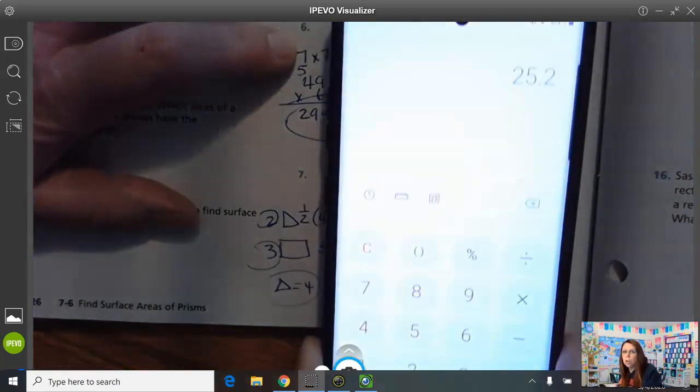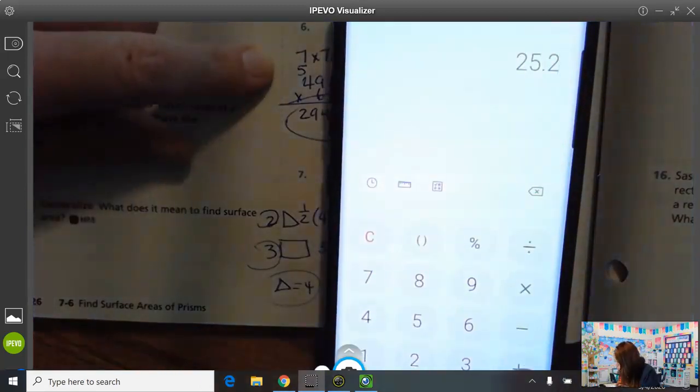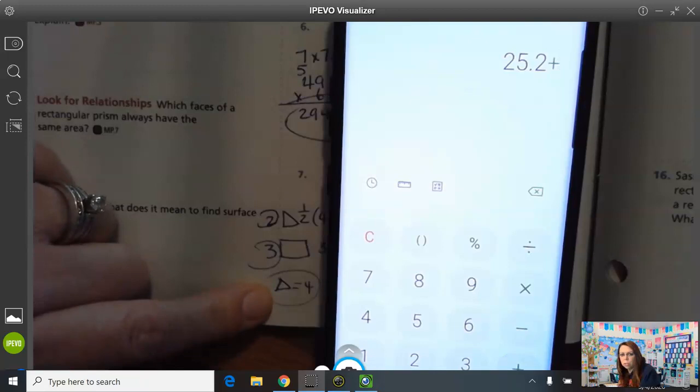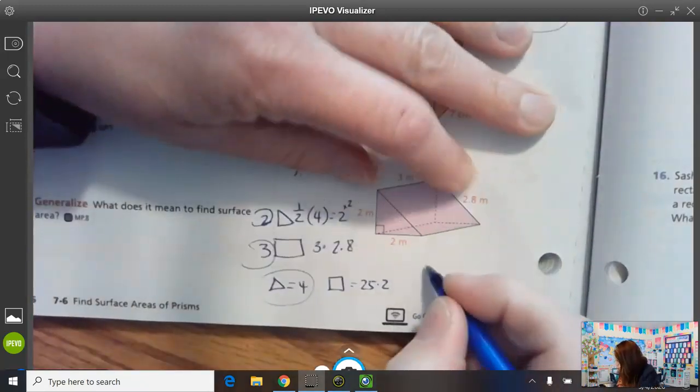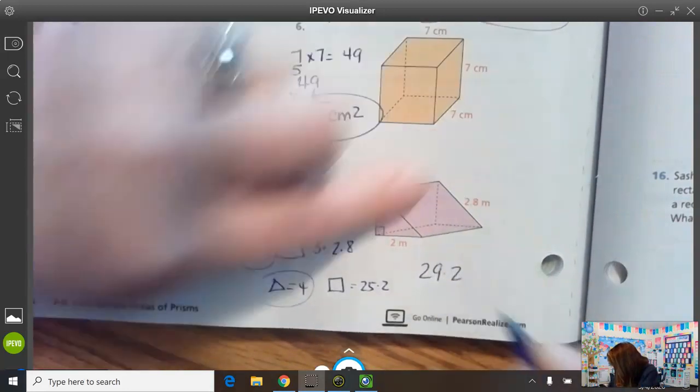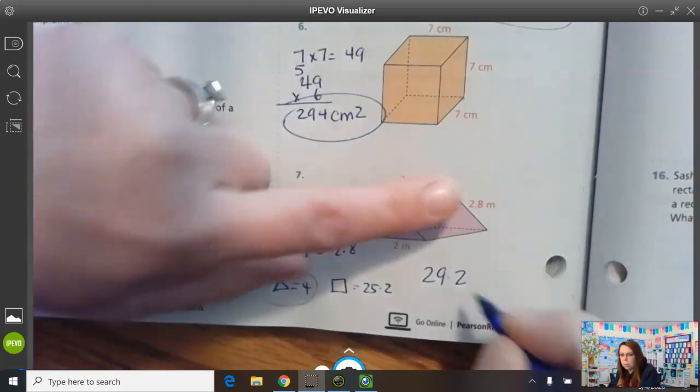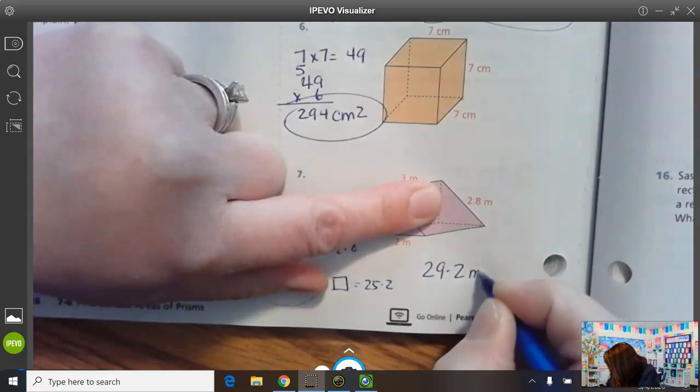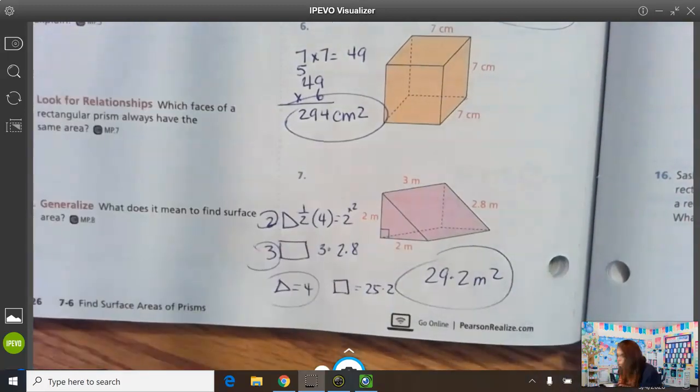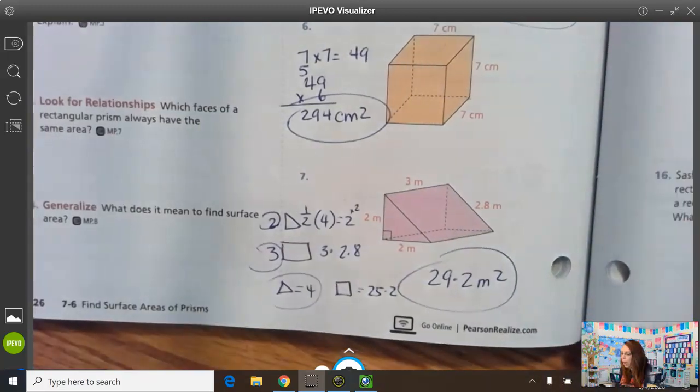And we're just going to go ahead and add that together. So 25.2 plus the triangles, which equaled 4, and we get a total of 29.2. Our unit of measurement is meters, so meters squared.